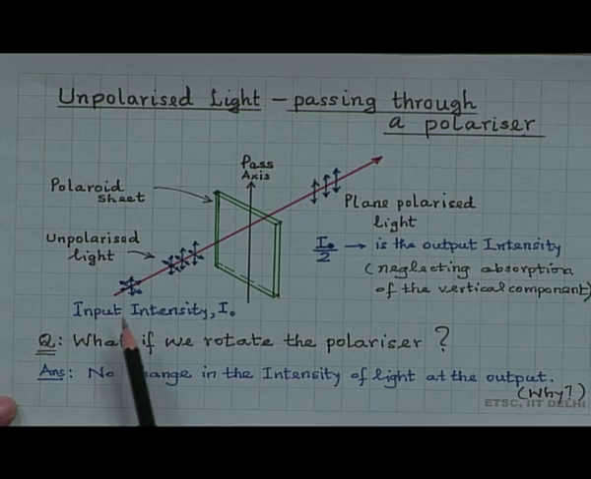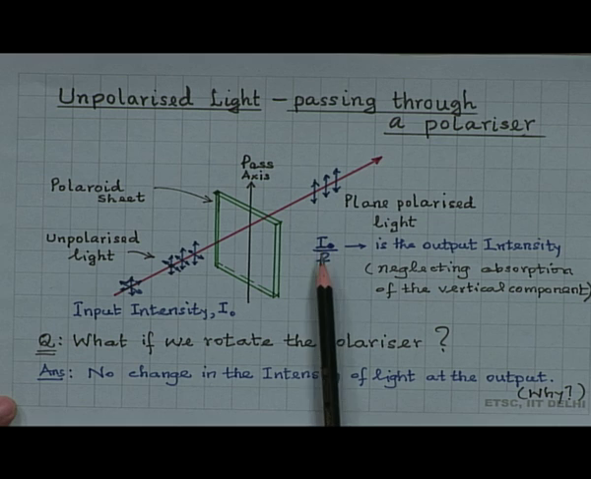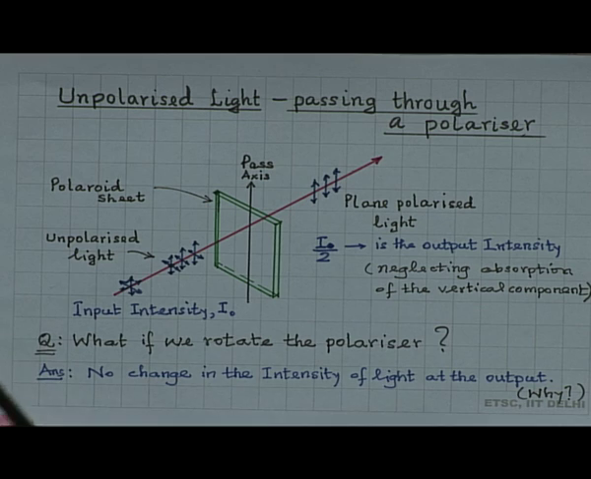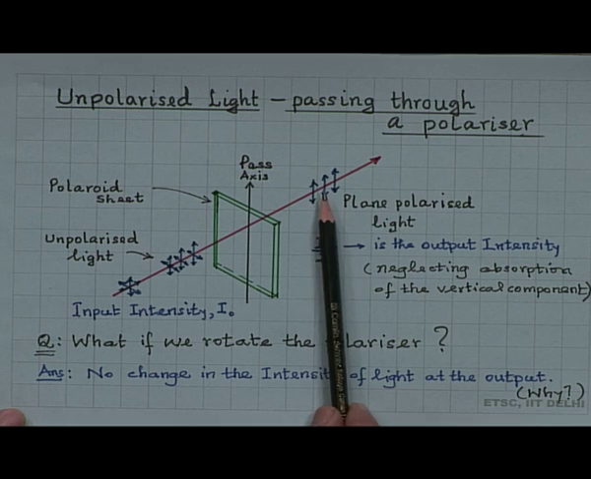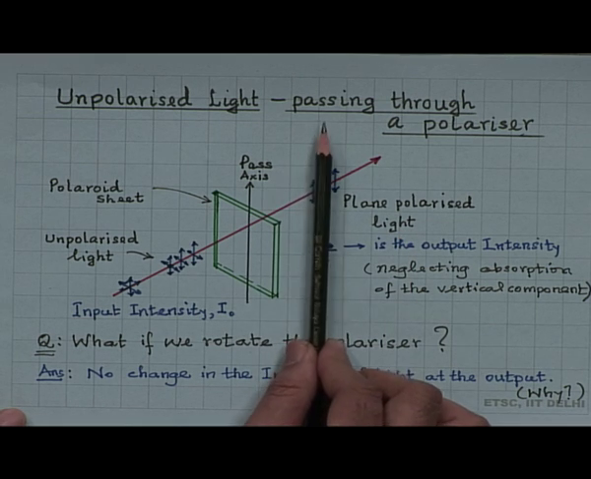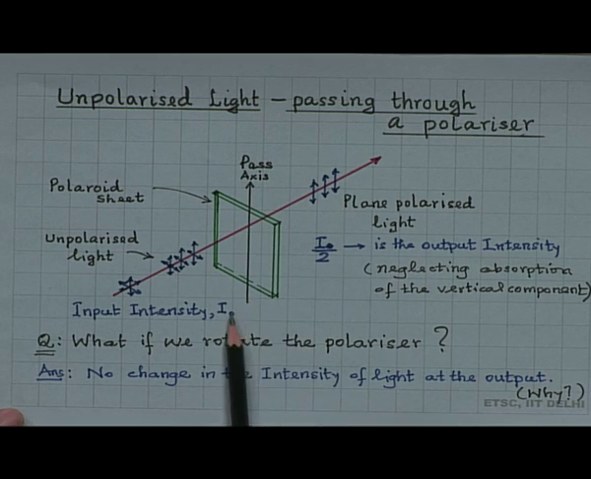Which means if I had the input intensity I0, then what we will have on the other side is I0 by 2, because 50% of the light is blocked by the polarizer. But on the other side we get plane polarized light, with the plane of polarization parallel to the pass axis of the polarizer. So, this is the way it works.